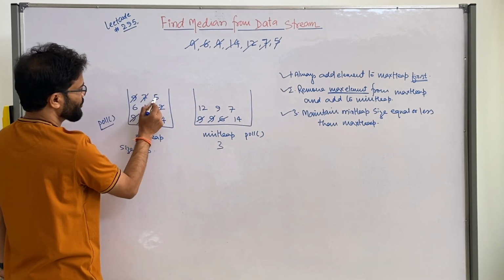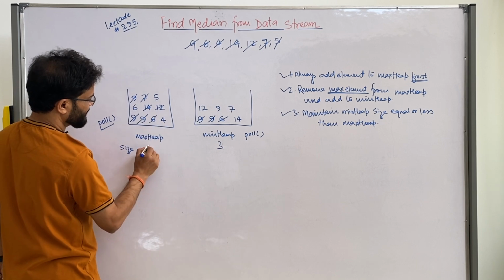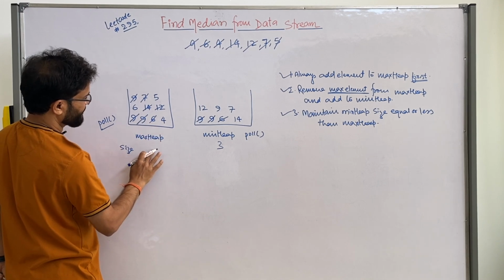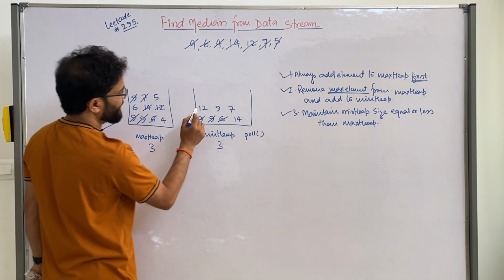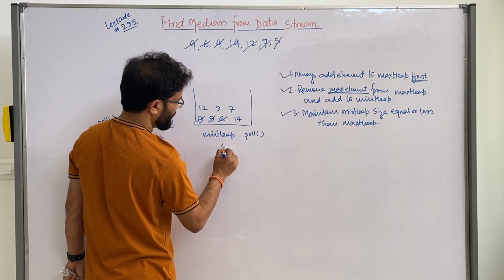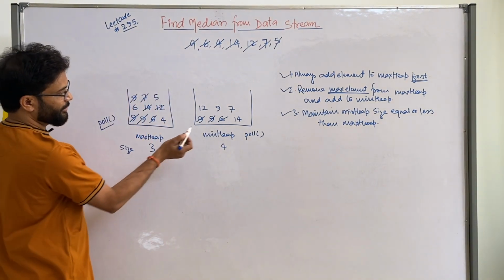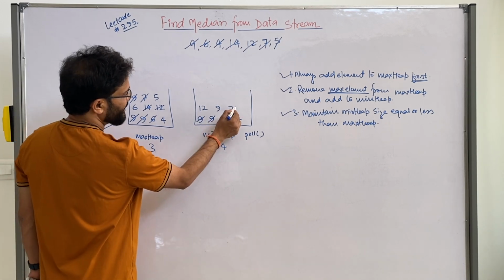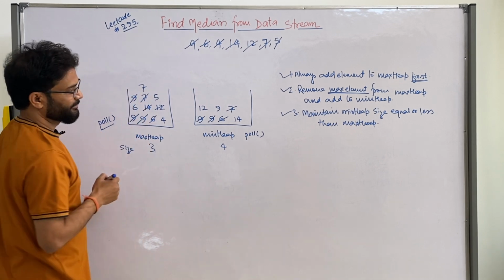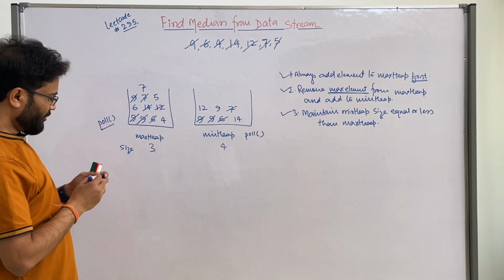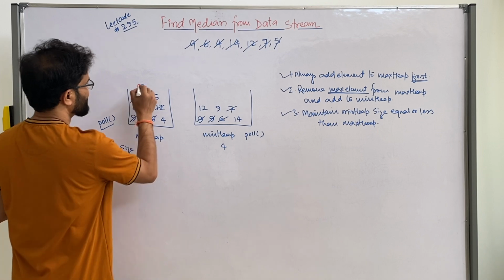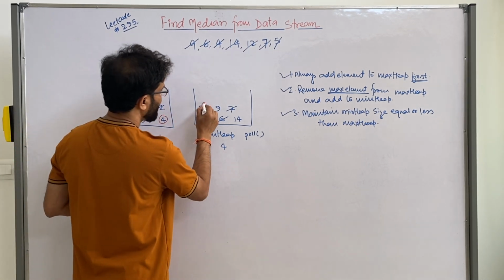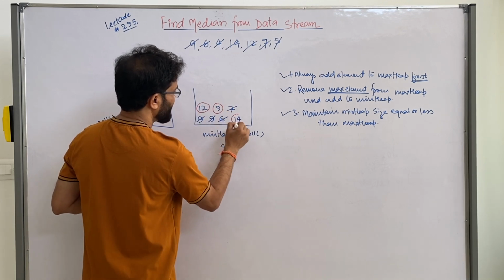Now take the size. 1, 2, 3, 4. Size is 4 here, and here size is 3. Only 3 is there. So we have to balance it. So do the poll. We take the minimum element among the 12, 9, 7, 14. Take the 7. Keep it here. Right? All is done. Now here we have the 7, we have the 5, we have 6, we have 4, and here we have the 12, 9 and 14.